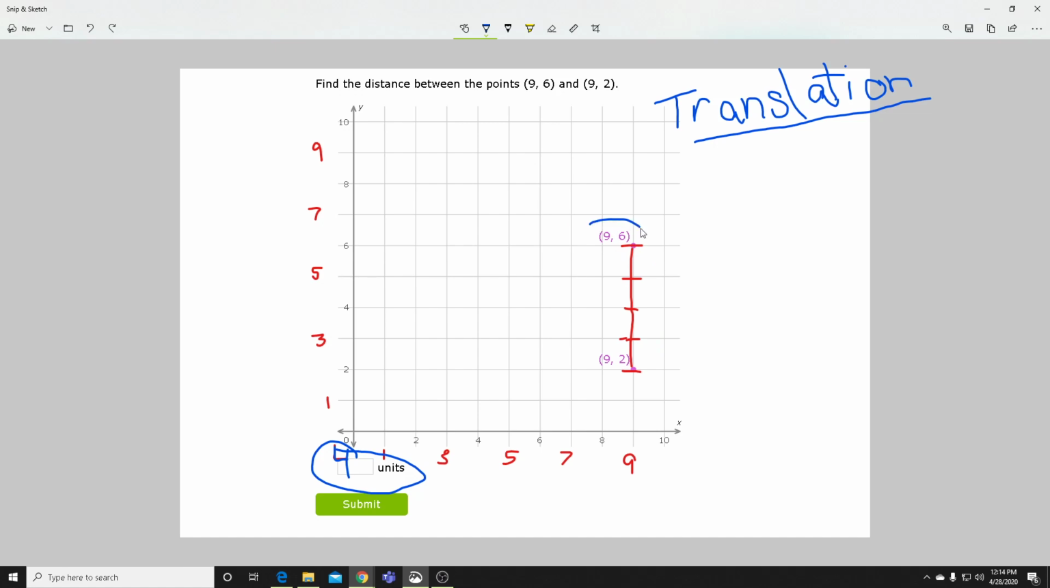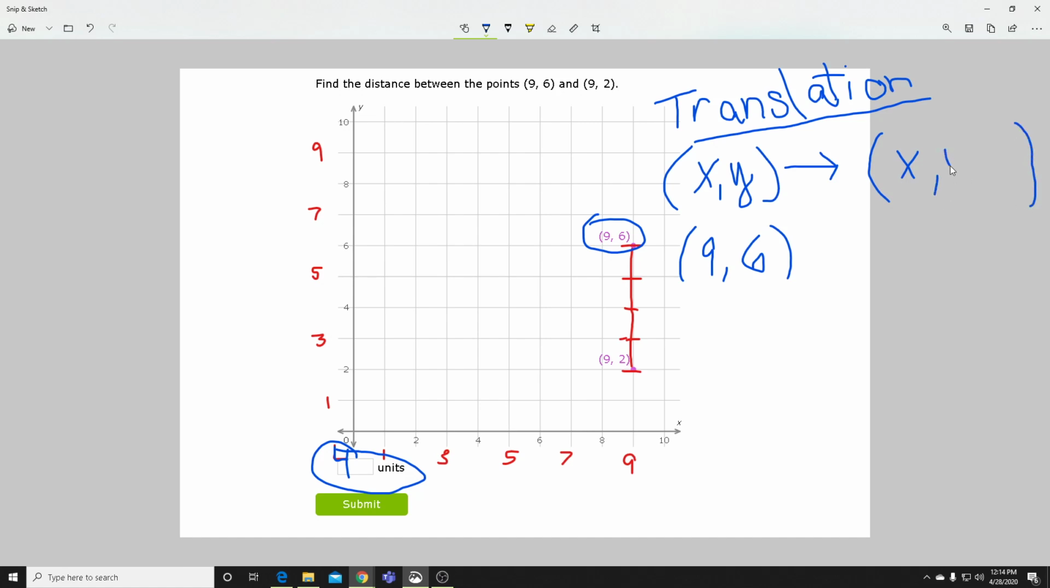So, if this is our starting point, or x, y, 9, 6, and then we know that we're going downwards, so our x is staying the same. And then we're going to do something with our y. We're not sure yet. We know our x stayed the same, right? We didn't move left or right. We stayed at 9. And then we know our y decreased by 4. It went from 6 to 2. 6 minus 2 is 4.